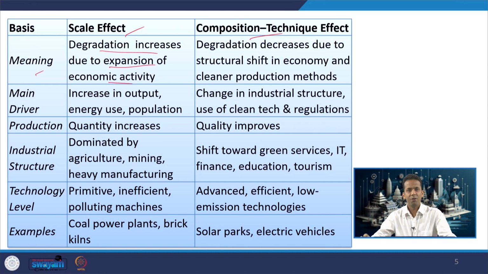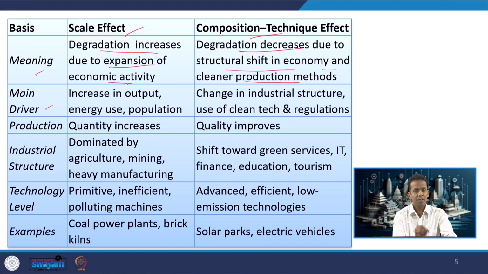As the country increases its economic activity mainly by urbanization, by industrialization, by increasing its manufacturing and production of goods, it will increase the degradation. That is the scale effect. Composition technique effect: degradation decreases due to structural shift in economy and cleaner production methods. Because after a certain point of time when technology is developed, the preferences in the economy may shift. Environment and social aspects may get more importance in the economy, and considering that there may be a requirement for shifting the traditional ways of producing things and go for more cleaner production methods.